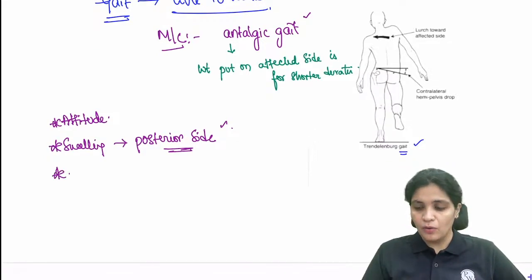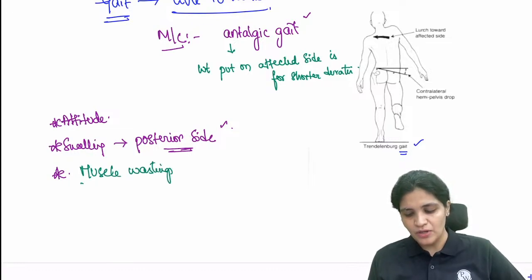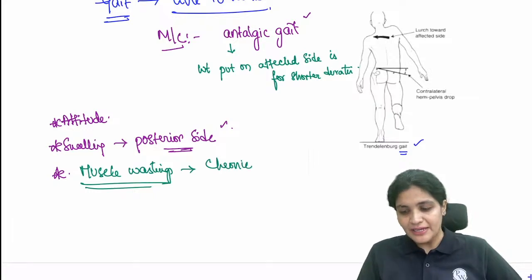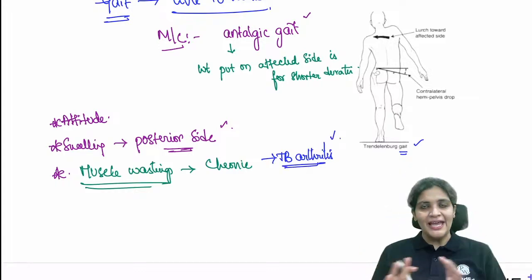Then, not to forget, whenever you're doing inspection, you always have to talk about the muscle wasting. This is very, very important in chronic cases which you deal with. For example, in case of your hip, if it is TB, right? You have to comment about the muscle wasting. This is about the inspection.